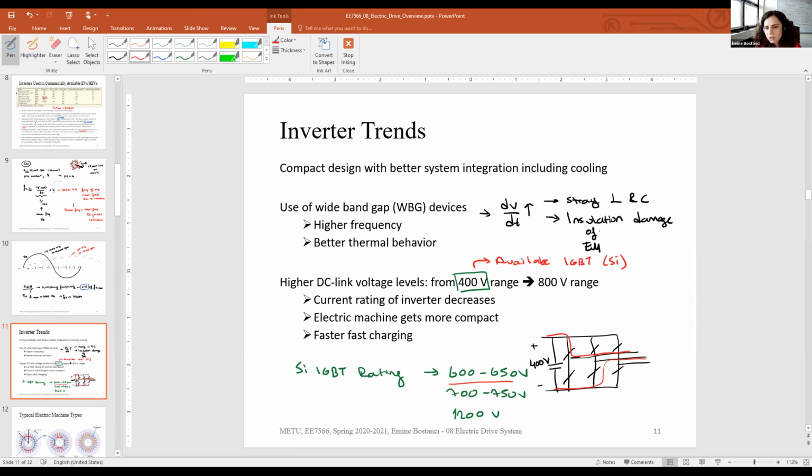So if we want to go to the 800 volt, then we need to use these 1200 volt rated IGBTs or MOSFETs to be able to go to the higher voltages. So therefore, if you want to use the commonly available IGBTs, then you have to stay somewhere around 400 volts.